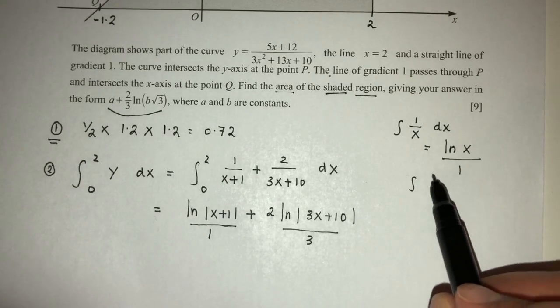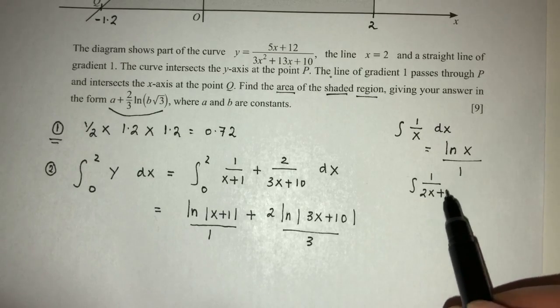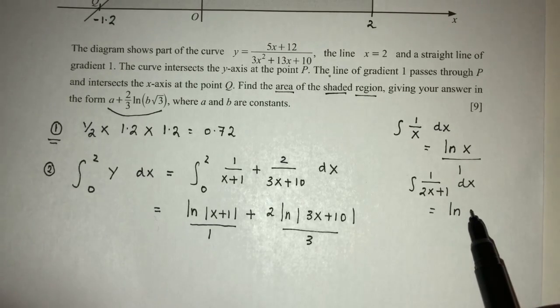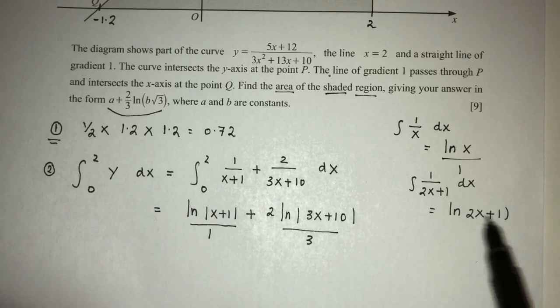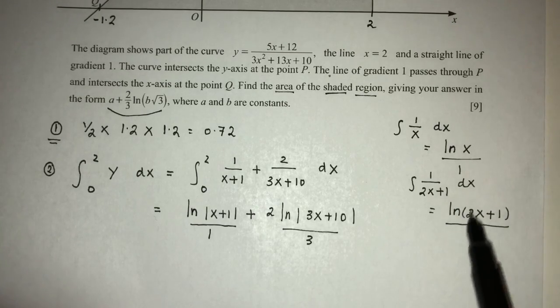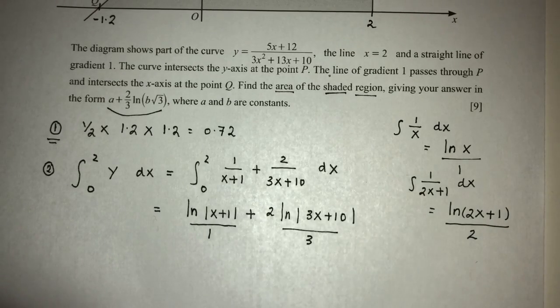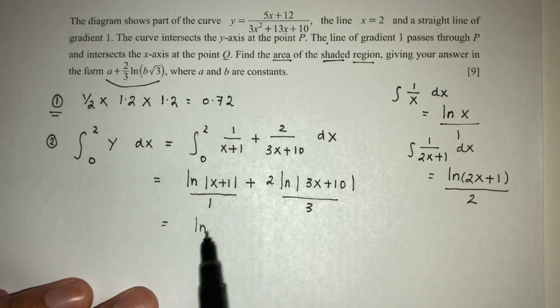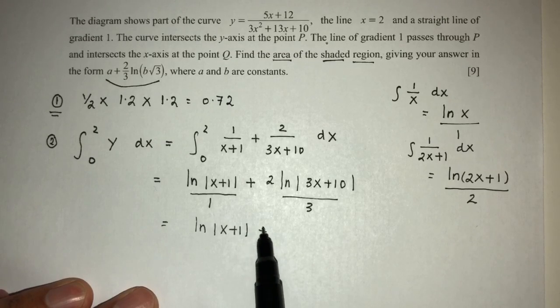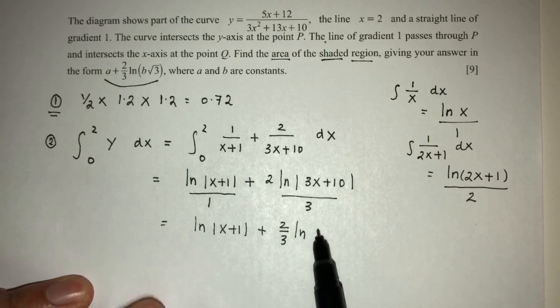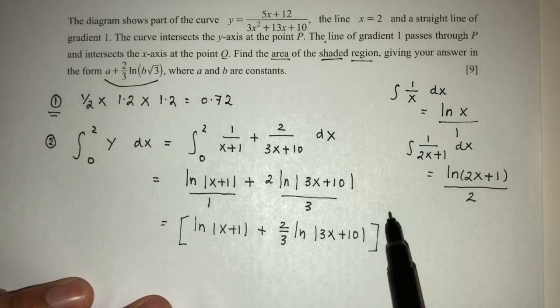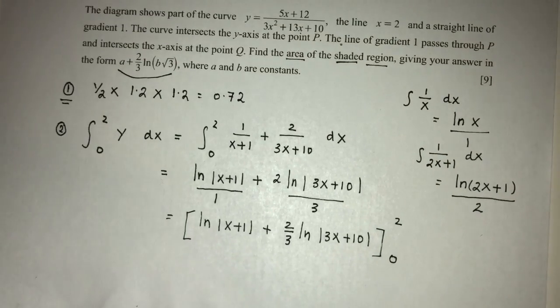Same thing if you had, let's say, 2x plus 1. That will be ln of the value here, which is 2x plus 1, but we also have to divide by d by dx of this, which will be 2. So this is how we integrate those kinds of values. So right now we have this, and we have to rewrite this. We have ln of x plus 1, plus 2 over 3 ln of 3x plus 10, between the limits of 2 and 0. Okay, so now we have to continue solving.